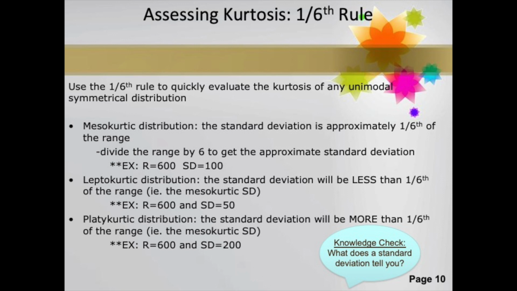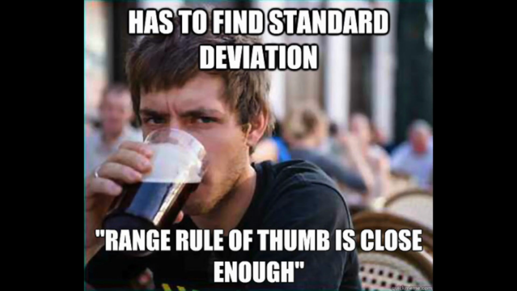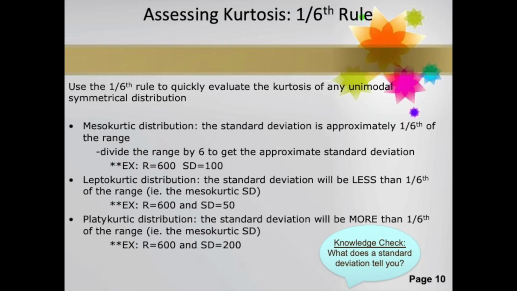So what you need to do that is you start by taking the range that's given, and you divide the range by 6 to get the approximate standard deviation. You're also going to be given a standard deviation, and that standard deviation is the actual standard deviation of your data set, which we're going to compare against our normal curve, right? So if you had a distribution and the range was 600, if you divide that by 6, assuming that this distribution is normal, you would get a normal or mesokurtic standard deviation equal to 100. 600 divided by 6 is 100.